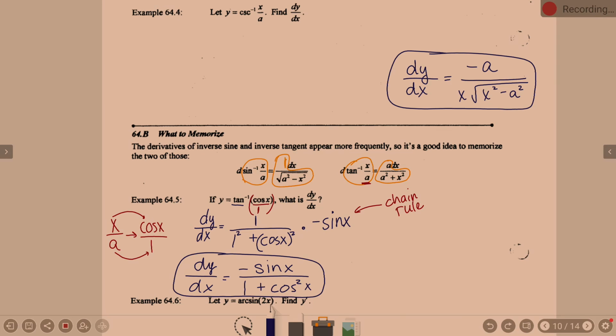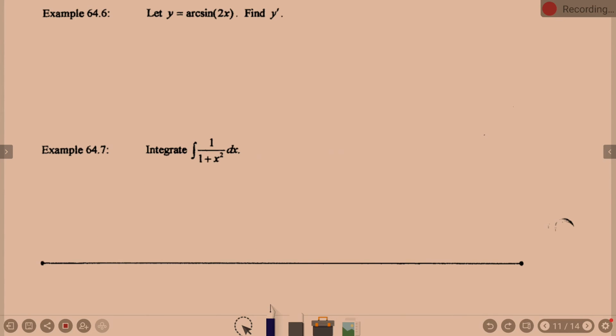Okay. So I'm going to move to example 6 if you guys are ready. y equals arc sine of 2x. Find y prime. Arc sine is the same as saying what? Sine inverse. So this really says y equals sine inverse of 2x.